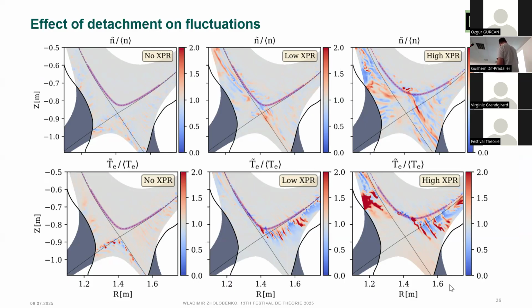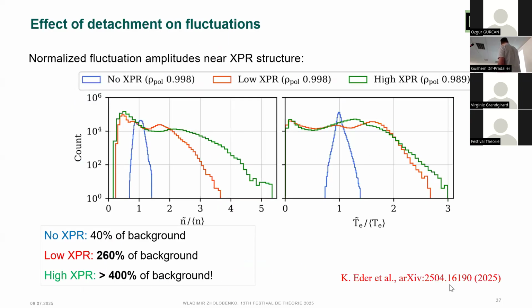The color bar goes again to 200% and it's saturated in the detached cases. So you see that in the region around the radiator, the steep gradients trigger very large fluctuations. And looking at it more quantitatively, we can have a look again at this magenta line out here, and we can count turbulent fluctuation statistics in this region.